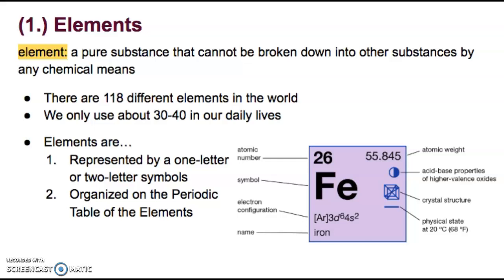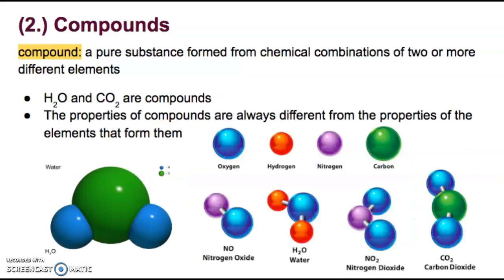Elements are represented on the periodic table. They're organized in the periodic table, and we will talk far more about this organization later on, but for right now, just understand that these elements are represented in short form by a symbol, and that could be either one or two letters. You'll see them in big print on the boxes of the periodic table.